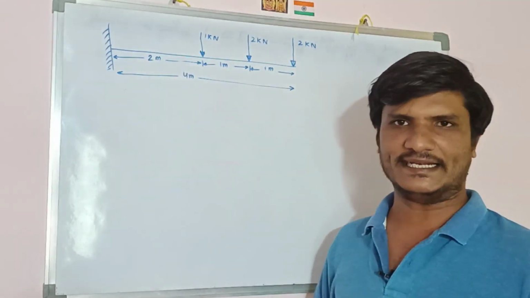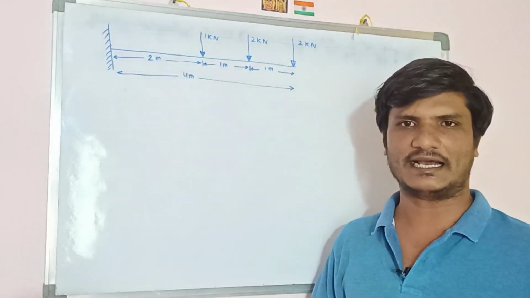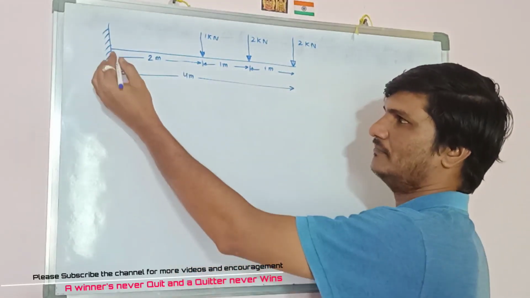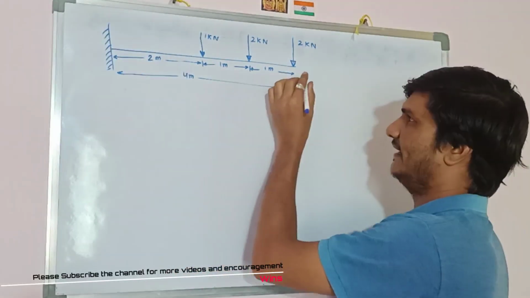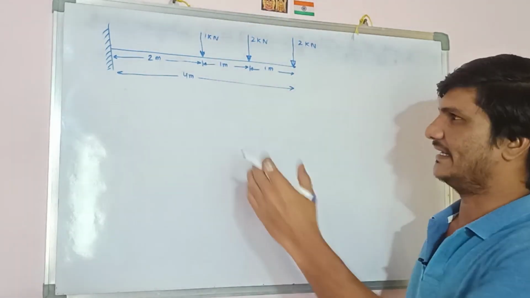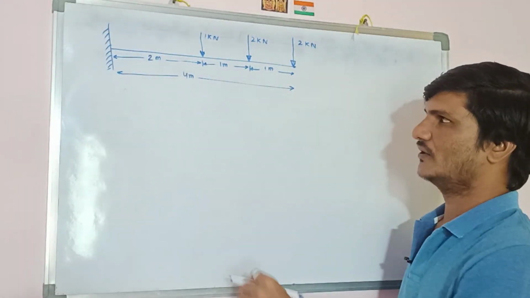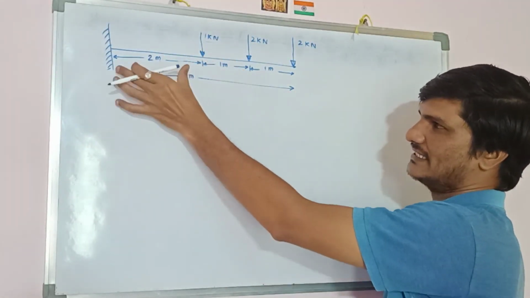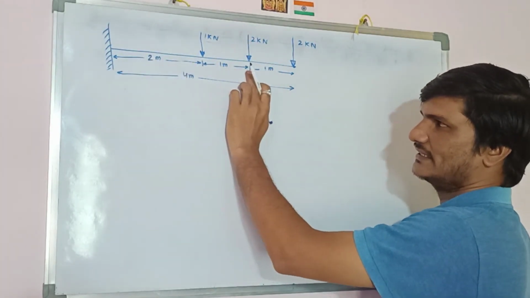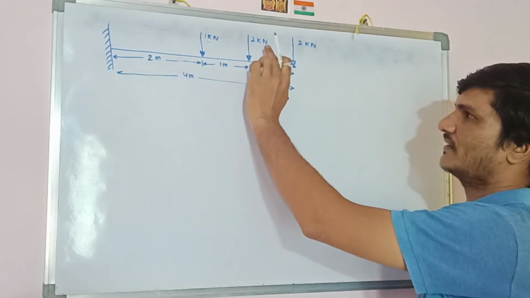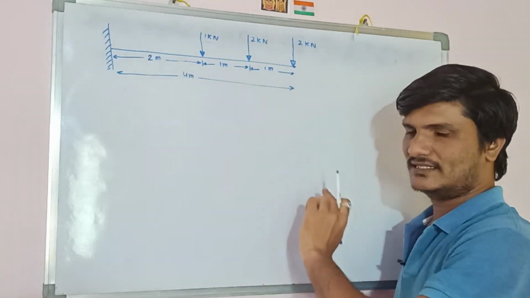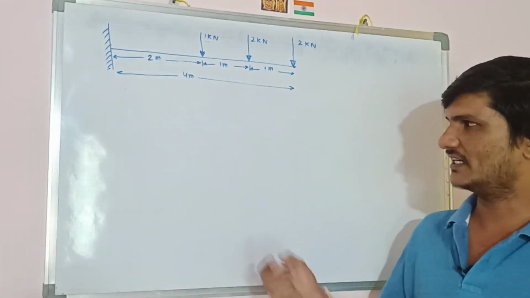Okay, so there is a cantilever beam and different point loads are applied at a certain distance from the fixed end. As you know, in a cantilever beam one end will be fixed and the other end is free. Load 1 kilonewton is applied at a distance of 2 meter, load 2 kilonewton is applied at a distance of 3 meter, total 2 plus 1, 3 meter, and another load 2 kilonewton is applied at a distance of 4 meter, which means the total length of the beam is 4 meter.